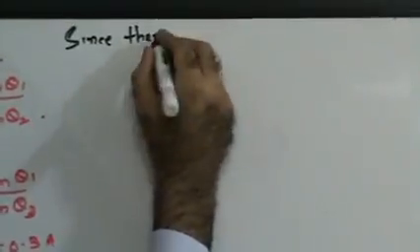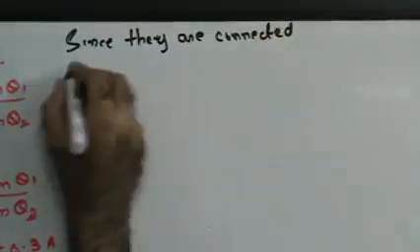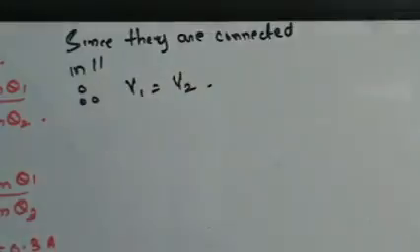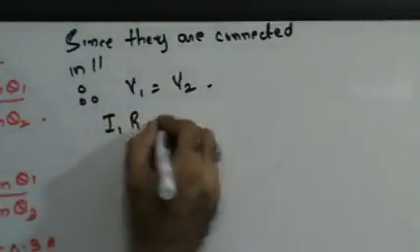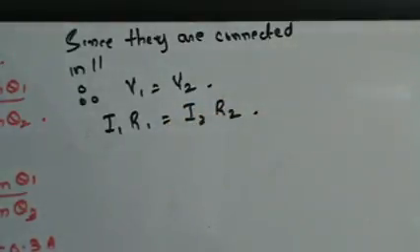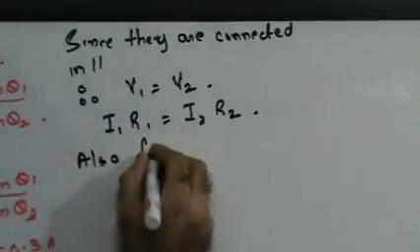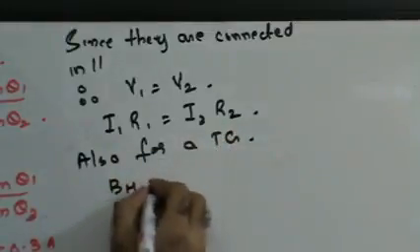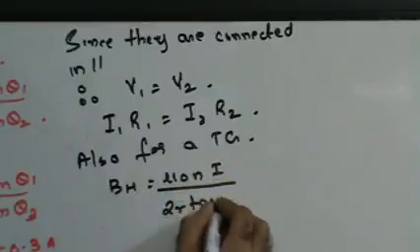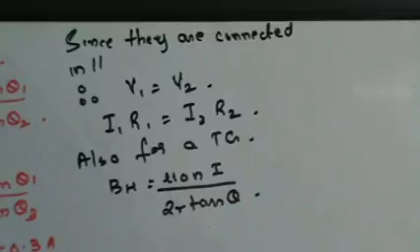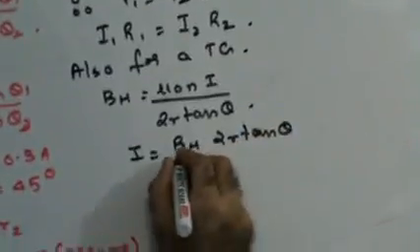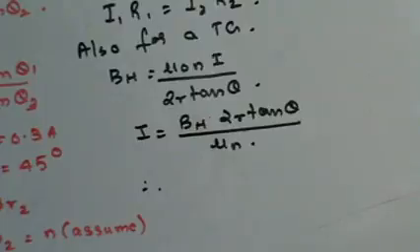Now, since they are connected in parallel, you should have same potential difference across them. Therefore V1 should be equal to V2. The potential difference across the first should be the same as the potential difference across the other. But potential difference by Ohm's law is nothing but I1 R1 should be equal to I2 R2. Also, for a tangent galvanometer, I can say that BH is equal to mu 0 N i upon 2R tan theta. So current is BH 2R tan theta upon mu 0 N.